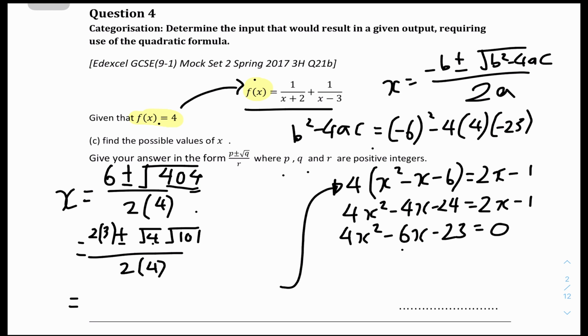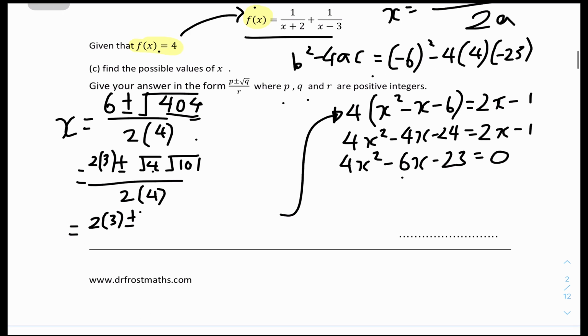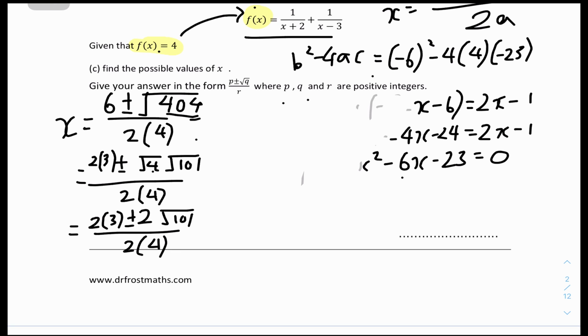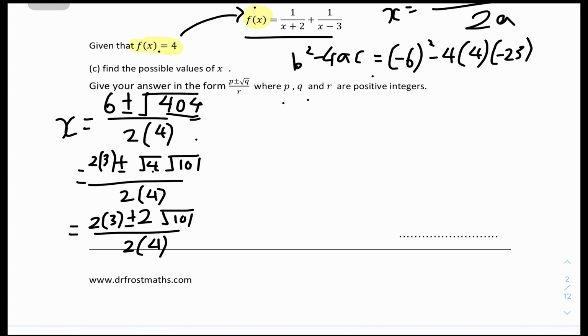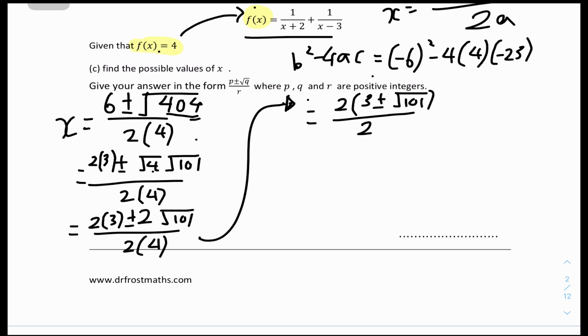And let's just simplify this surd right here to become 2 times 3 plus or minus 2 square root of 101 over 2 times 4. So now you can notice that we can cancel the 2 out of everything because it's a factor. Let's just rub this out. So in this case, we can factorize the 2 out to get 2, and then bracket 3 plus or minus root 101 over 2 times 4. Cancel the 2 out to get 3 plus or minus square root of 101 over 4.